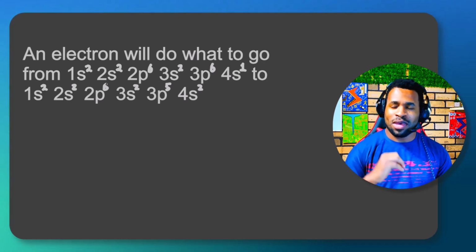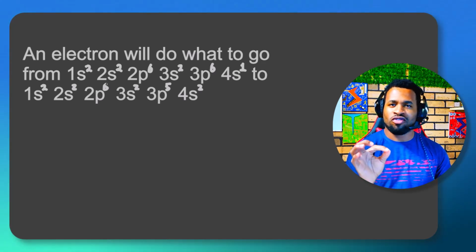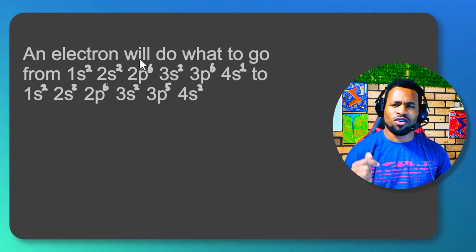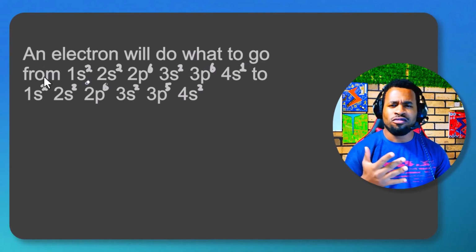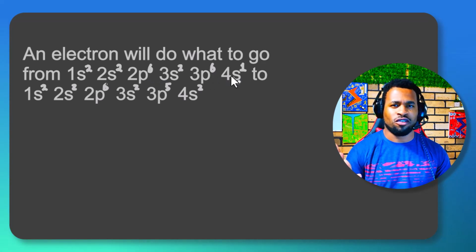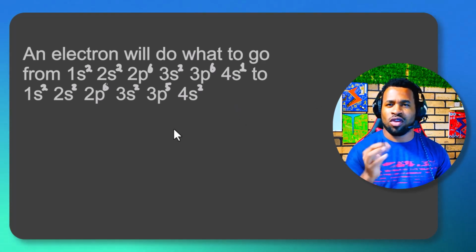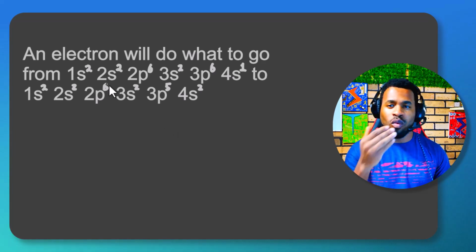Now, the big question is this: how are we going to address this particular statement which says that an electron will do what to go from this particular electronic configuration to this given electronic configuration? And when we look at this question, there are a couple of things we need to highlight in terms of what is happening here.